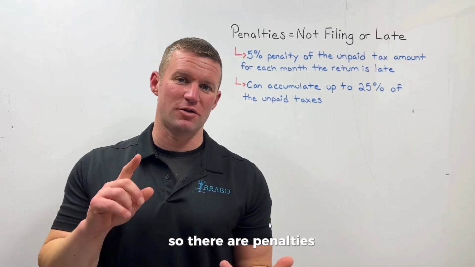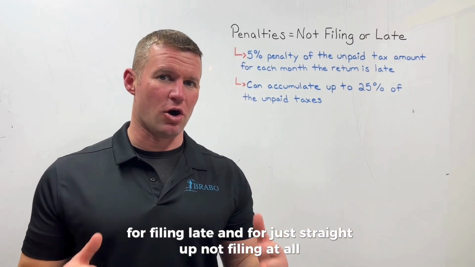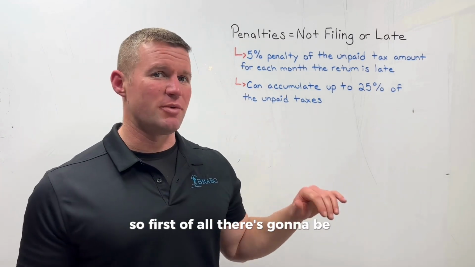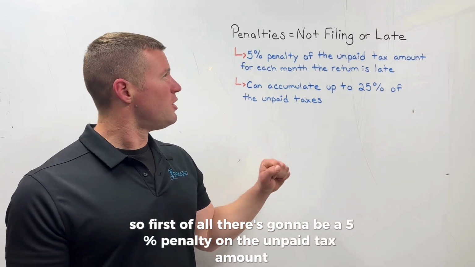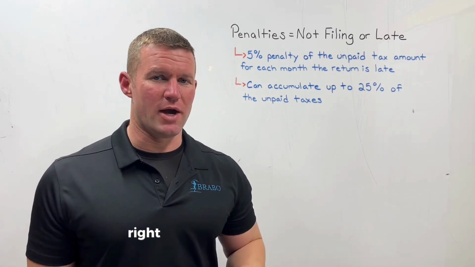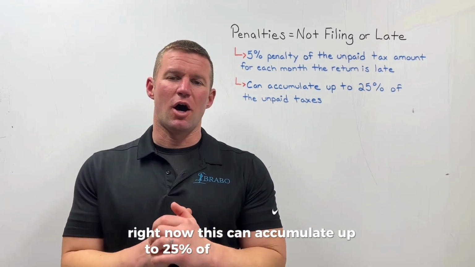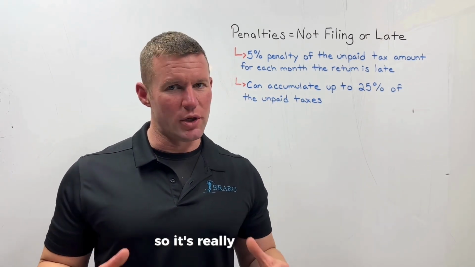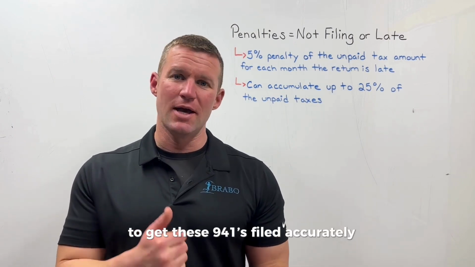Right, so there are penalties for filing late and for just straight up not filing at all. So first of all, there's going to be a 5% penalty on the unpaid tax amount for each month that 941 is late, right? Now this can accumulate up to 25% of those unpaid taxes. So it's really important to get these 941s filed accurately and on time.